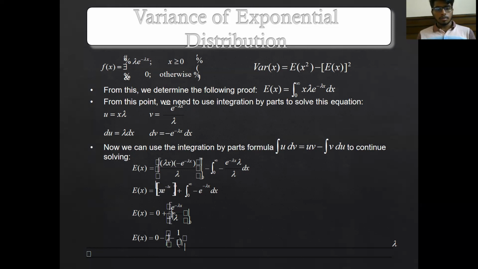From this point, we need to use integration by parts to solve this equation. Let u equal x, dv equal lambda e to the power minus lambda x dx, du equal dx, and v equal minus e to the power minus lambda x. Now we can use integration by parts: the integral of u dv equals uv minus the integral of v du.